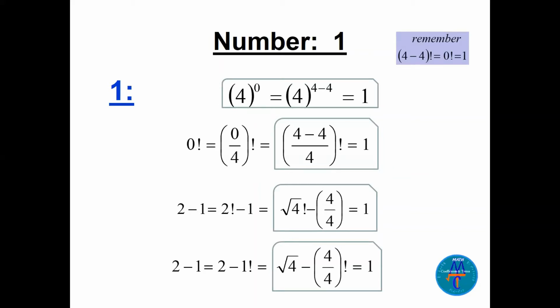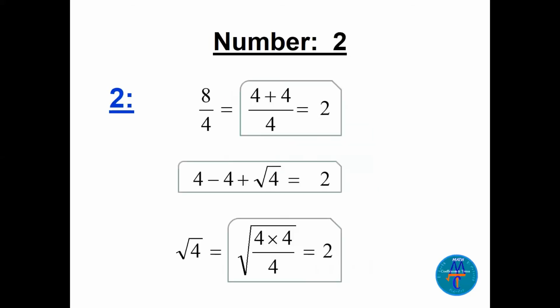Let's see number 2. You can try number 2. Number 2 is not difficult. I can think of 2 as 8 divided by 4. So the 8 is 4 plus 4. 4 plus 4 over 4, that's 3 numbers, equals 2.